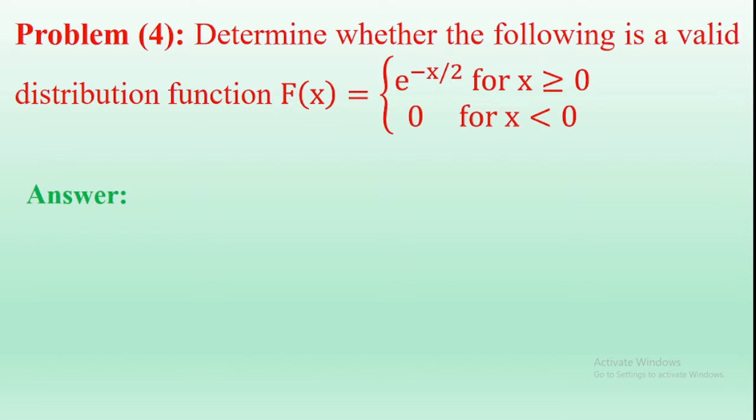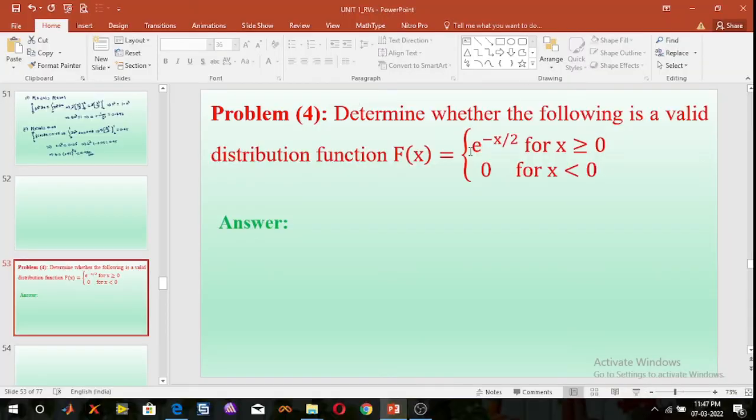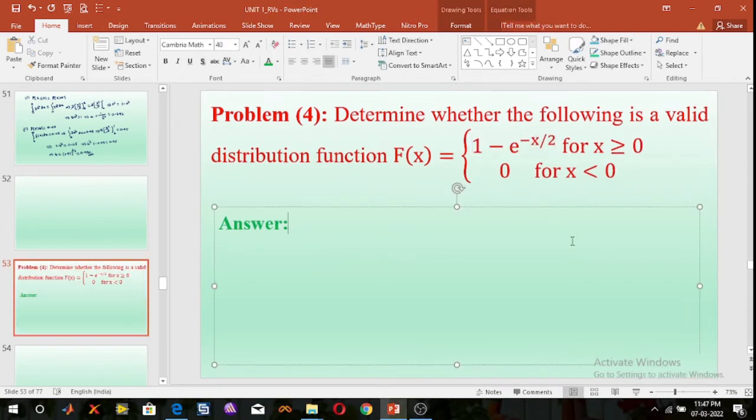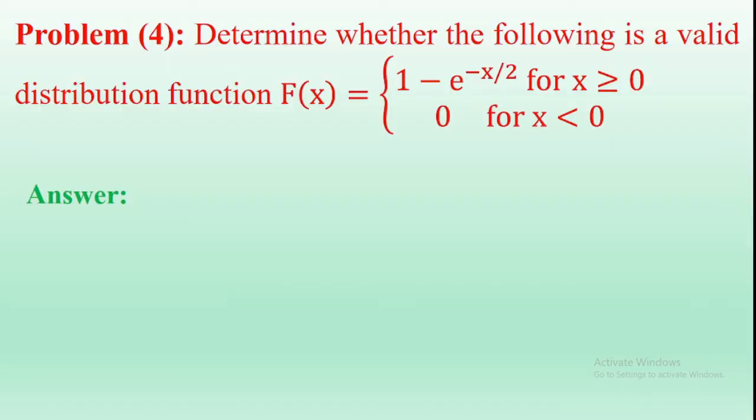Determine whether the following is a valid distribution function. The given distribution function is F_X(x) equal to 1 minus e power minus x by 2 for x greater than or equal to 0, and F_X(x) equal to 0 for x less than 0. So now coming to the solution.